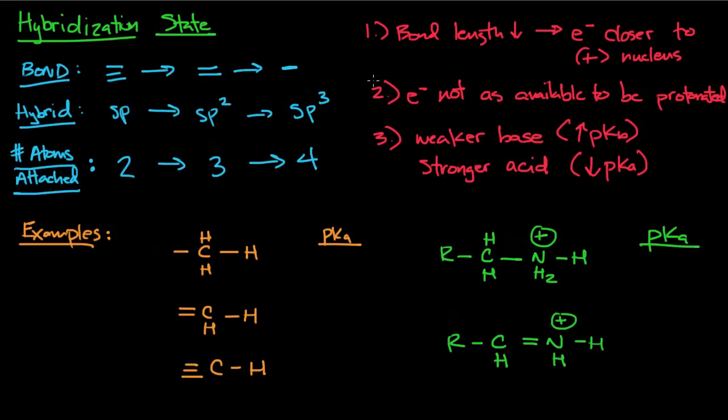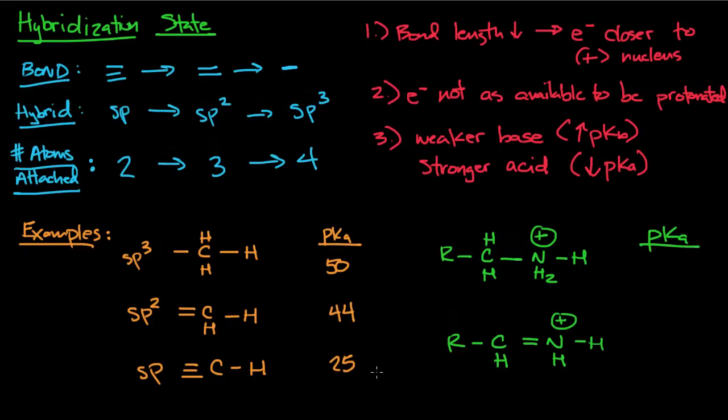Consequently, you're going to have a weaker base, so the pKb goes up, and you're going to have a stronger acid. Couple of examples that demonstrate the hybridization state's effect on pKa. Let's take a look at just an sp3 hybridized carbon as compared to an sp2 and then an sp hybridization. If you look at the pKa values, 50, 44, and then 25. Clearly we see that the pKa is dropping down, so you're getting more and more acidic.